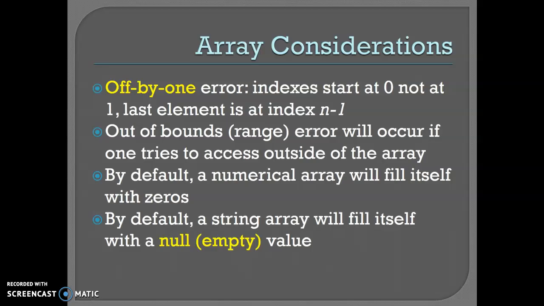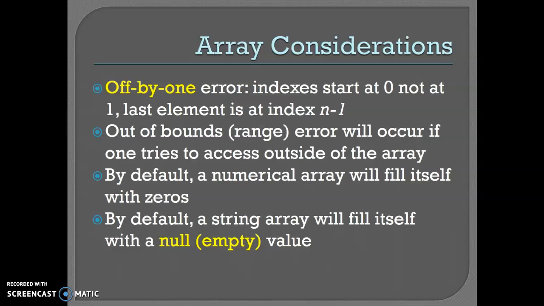So some final considerations with arrays: the off by 1 error. The idea that indexing starts at 0, not at the natural counting number of 1, it starts at 0. So the last element in the array, the last address, would be n-1. And that goes back to that previous slide of using 0 to 4 in my looping structure, because I used the counter for my looping address.